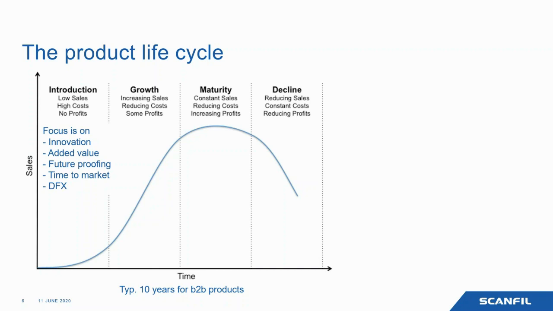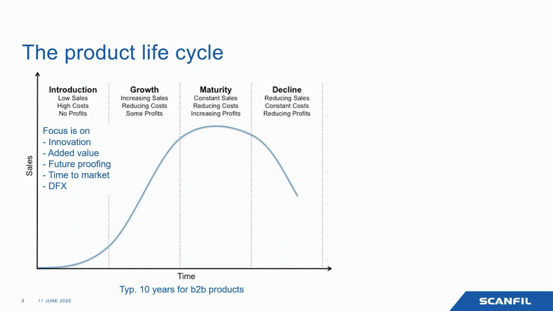In the beginning, when you are developing the product and introducing it to production and to the market, of course the focus is on innovation and added value. You want to have all the latest technology and bring as much value to the end customer as possible. Then normally you think about future proofing also. You think what kind of features might be needed in the future during this 10 years life cycle.